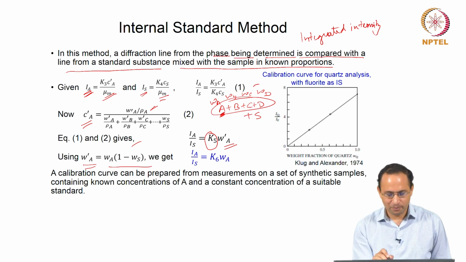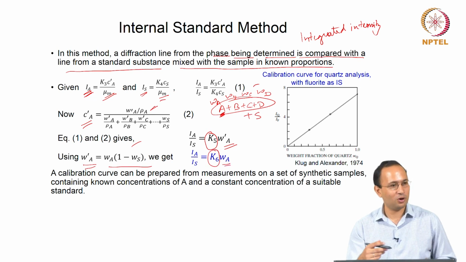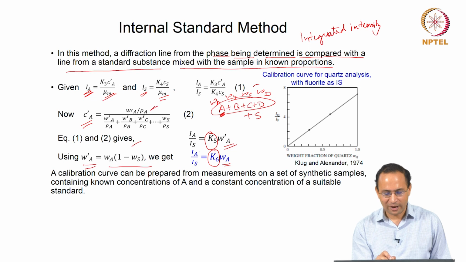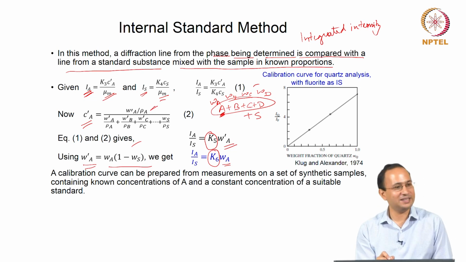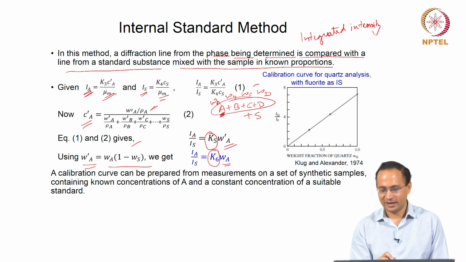You know how much internal standard you have used. So when you replace this W prime A with WA times 1 minus WS, you get a constant times WA, because you know all the other things. So now you have the relationship where your intensity ratio is directly proportional to WA. IA over IS is equal to Ks times a constant times WA. What does it tell you? It is a linear relationship.